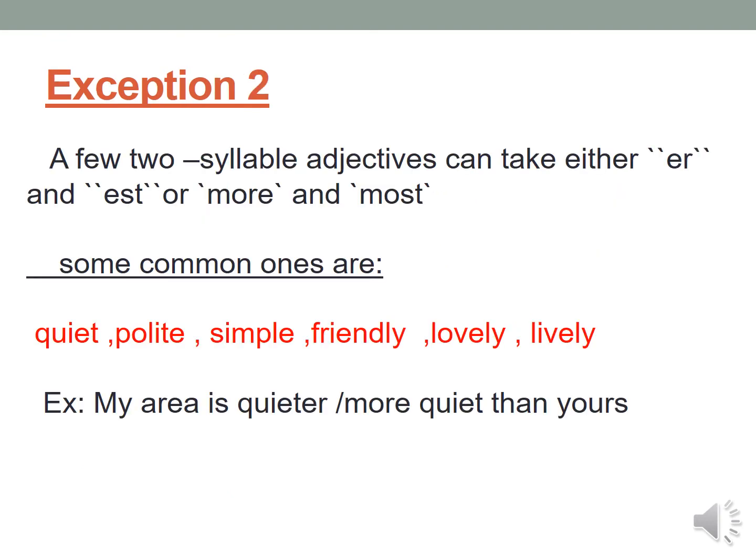Some adjectives can take er and est or more and most. Like here we have quiet, polite, simple, friendly, lovely, lively. For example, we can say my area is quieter or more quiet than yours.